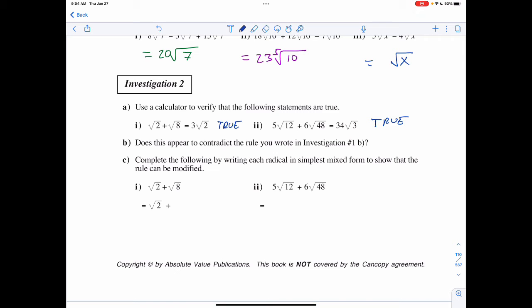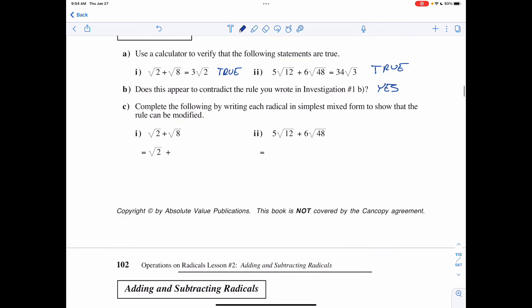Does that break our rule that we had from the first one, where they had to have the same index and the same radicand? Yes. But we can see once we simplify them, they're actually equivalent radicals.